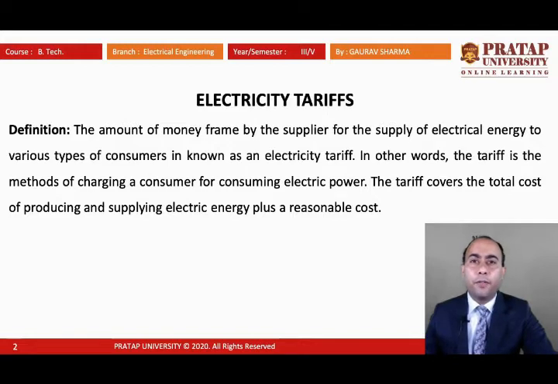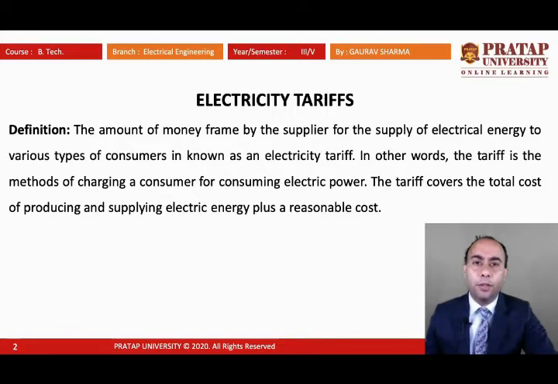We have different types of consumer. We have industrial consumer. We have domestic consumer. We have agriculture load also. They have a certain type of tariff. So everybody is using different types and at a different time schedule. So everybody has to pay the price of the consumption of electricity.